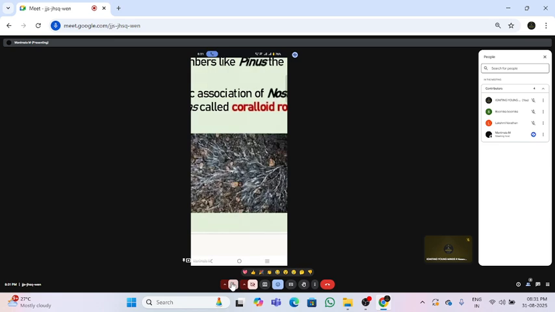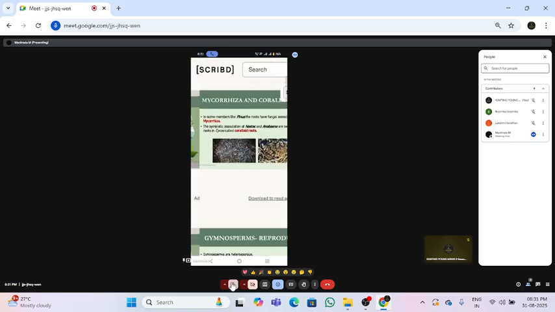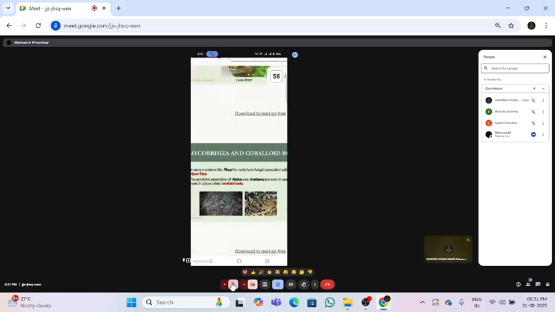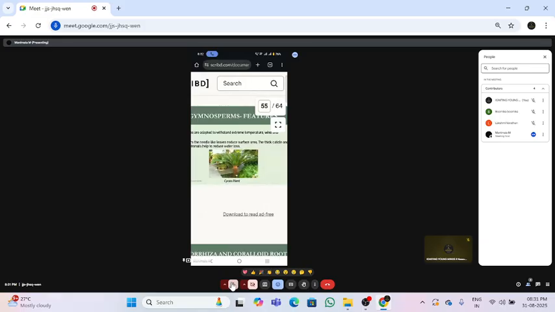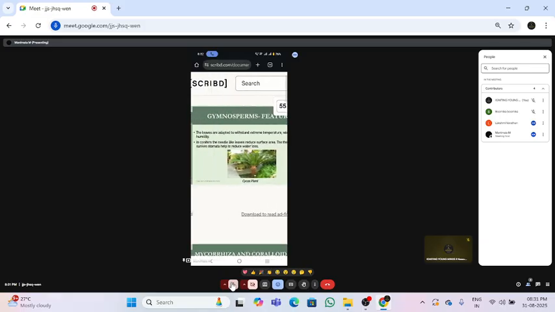So they have a symbiotic relationship. Both have a symbiotic relationship. So this is what about the condition of mycorrhiza and coralloid root. Any doubt? Any doubt, ma'am? No, ma'am.